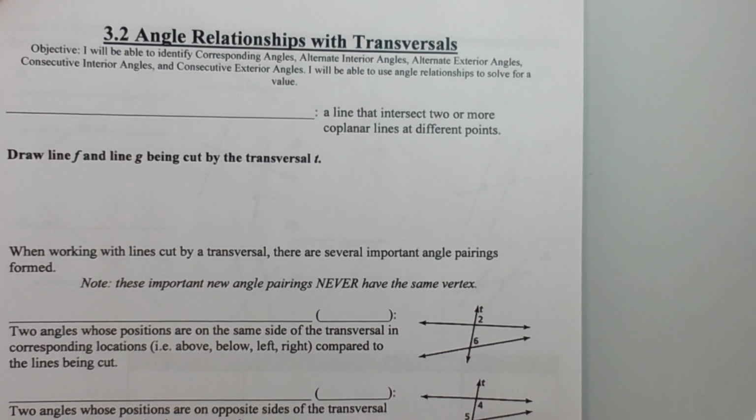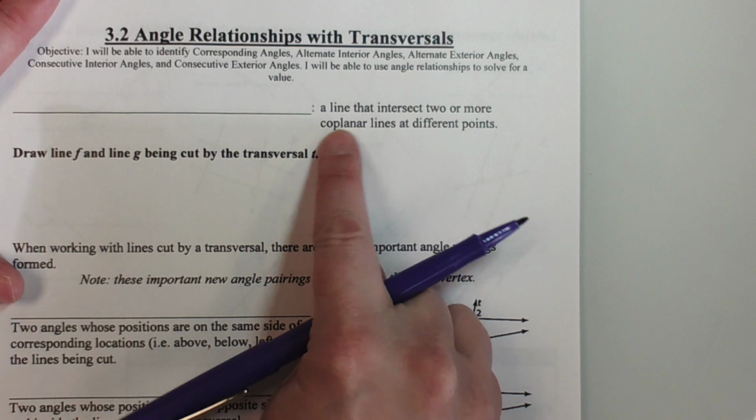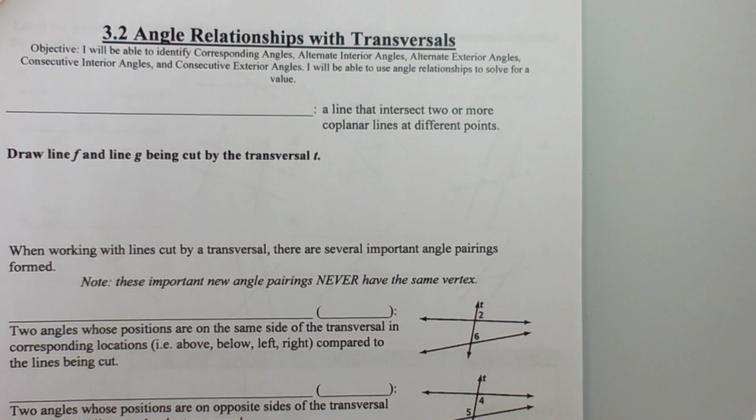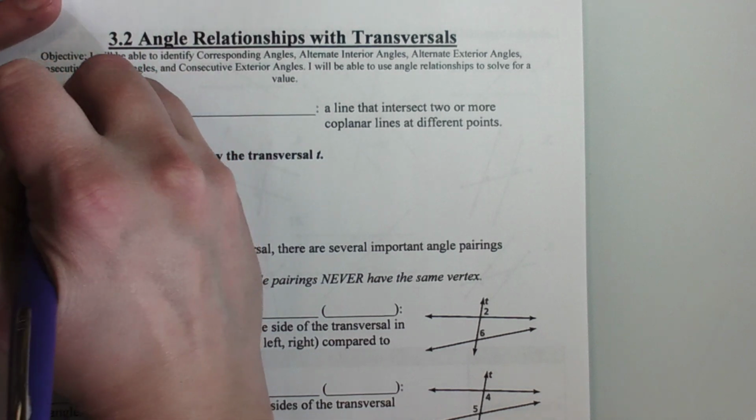Talking about more angle relationships. But these angle relationships are slightly different in that they all come back to having a line that intersects two other lines in the same plane. It does have to be coplanar, but the key thing is a line that intersects two other lines. It's known as a transversal.